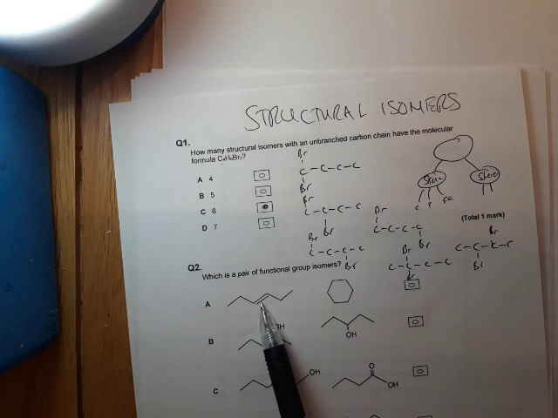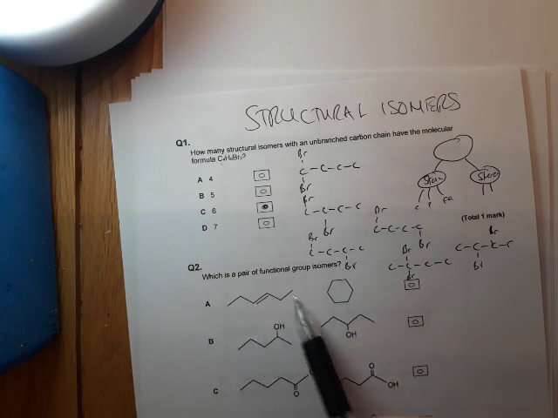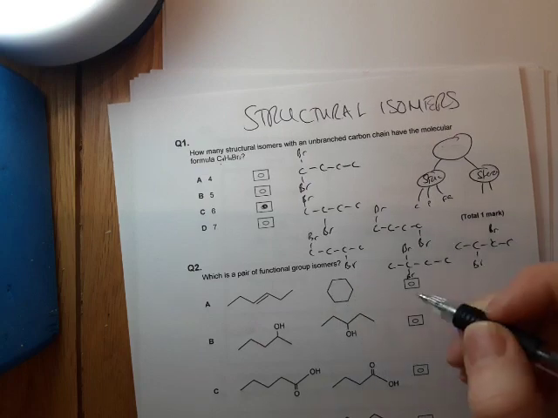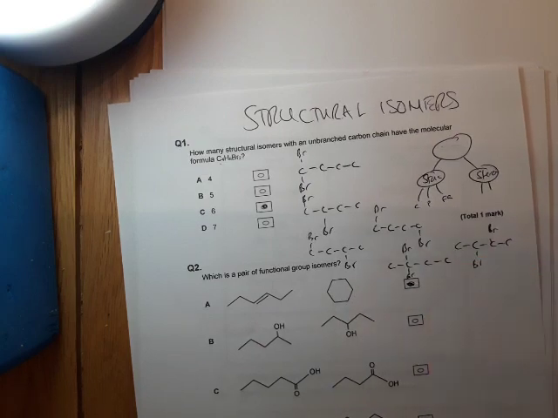Then cycloalkane, alkene. Just check the carbons. 1, 2, 3, 4, 5, 6. 1, 2, 3, 4, 5, 6. That's A. Easy peasy.